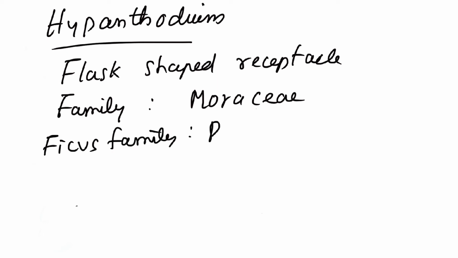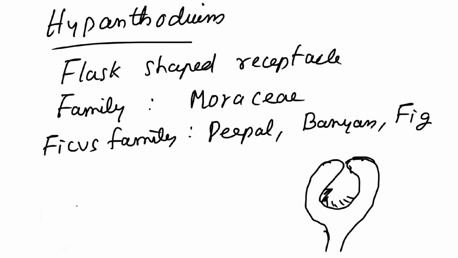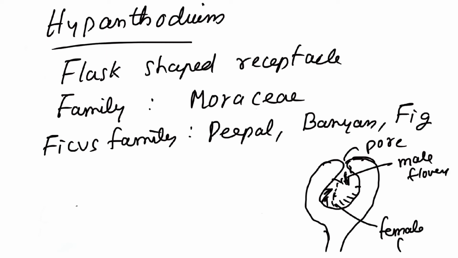So in the sense that we have the peepal tree, we have the banyan tree, and also the fig. So all these plants have this type of inflorescence. And here, as already told, there's an inner container, like inner space, which is caused by the development of the fork-shaped receptacle. There's a pore at the top.